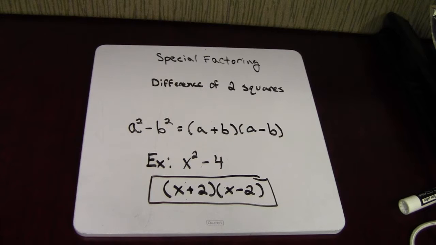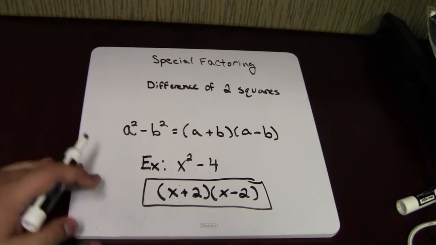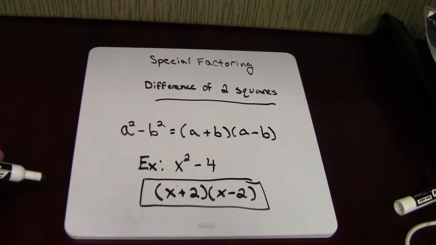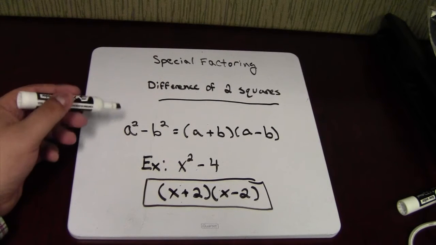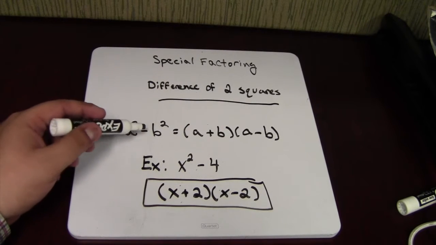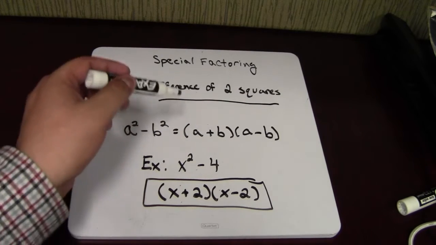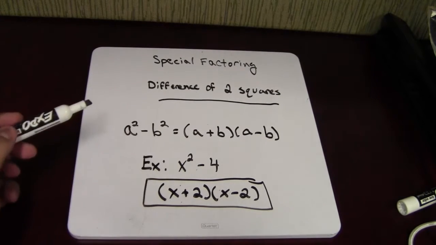Hello. In this video I wanted to go over some special factoring techniques that you will use in your coursework. The first one is about factoring the difference of two squares, and the way that works is we have a squared minus b squared. We can factor something like this down to a plus b and a minus b.